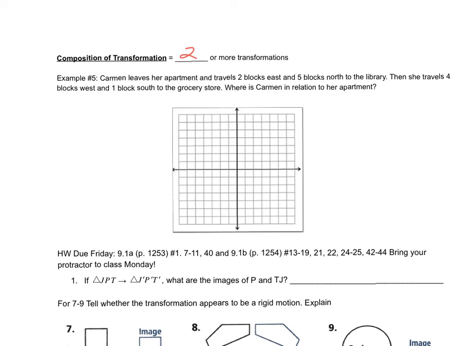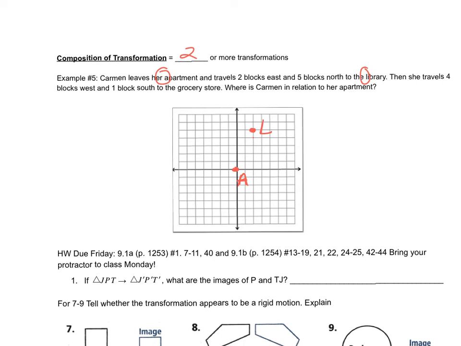Where would you say is a good starting point on this graph? 0, 0. I would start at 0, 0, okay? So we're going to say right here is her apartment. Okay, I'm just going to call it A for apartment. It says she travels 2 blocks east and 5 blocks north. What point are you at if you go 2 points east and 5 north? 2, 5, right? 2 to the right, 5 up. 1, 2, 3, 4, 5. So she gets here, and she's now at the library. Okay, I'm just doing L for library.